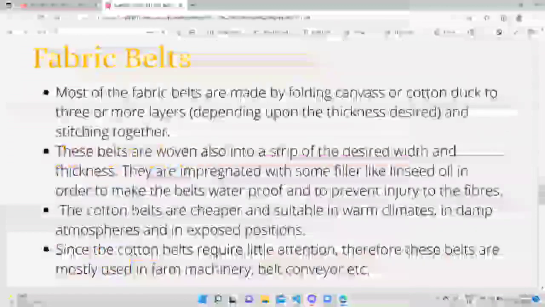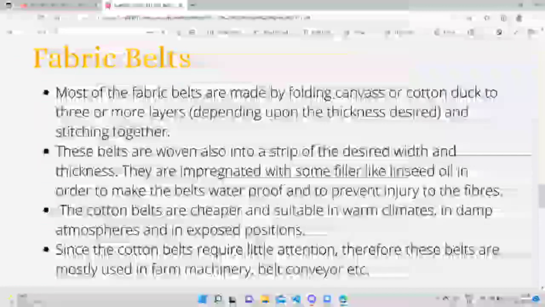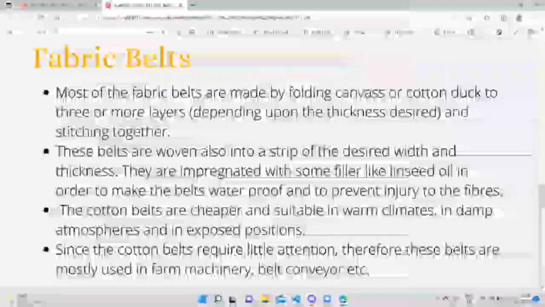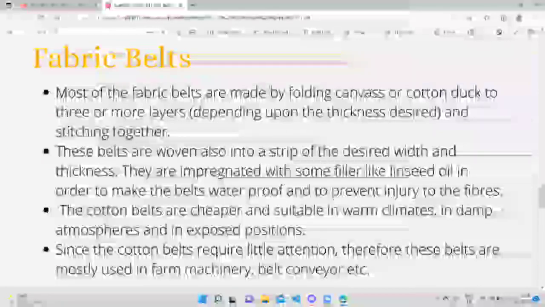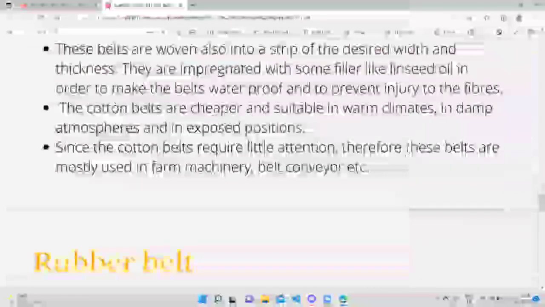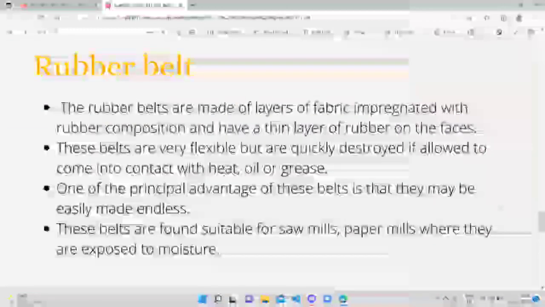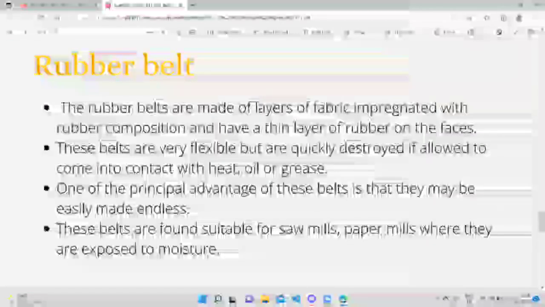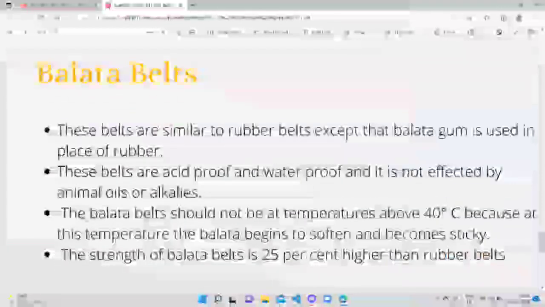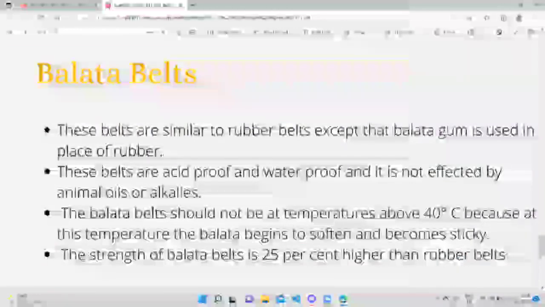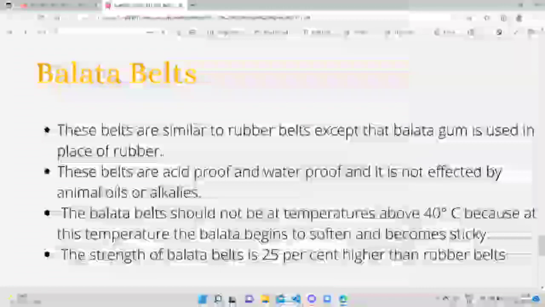Next comes the fabric belt, where thin layers of cotton are added upon each other to make the fabric belts. They are interwoven and impregnated with some filler like linseed oil to become waterproof and to prevent injuries to the fibers. Next comes the rubber belt, where this fabric is impregnated with rubber, and it is easily destroyable and flexible. Next come the balata belts, where fabric is impregnated with balata gum in the place of rubber. These belts are acid proof and waterproof, and cannot withstand 40 degrees Celsius. And these belts are 25% stronger than rubber belts.